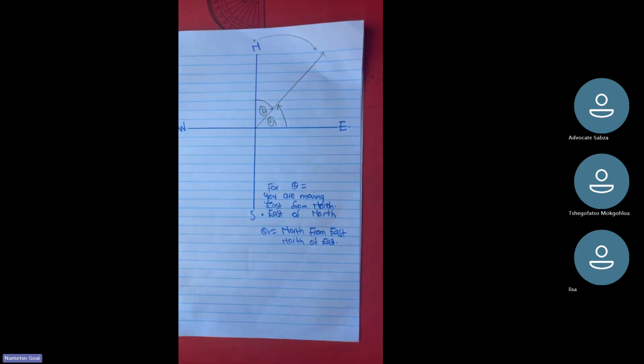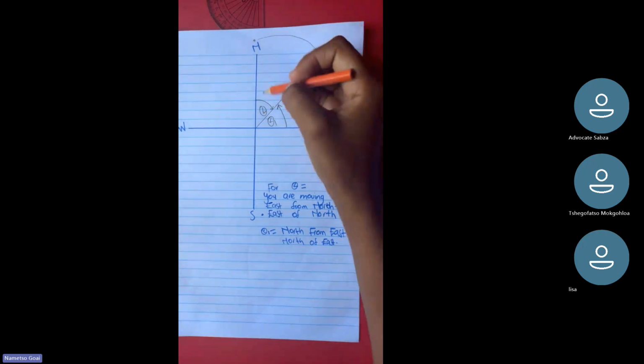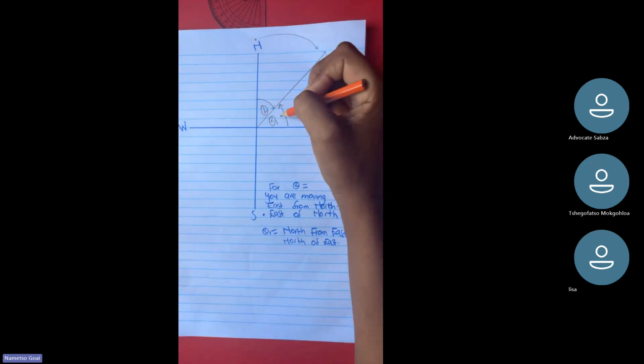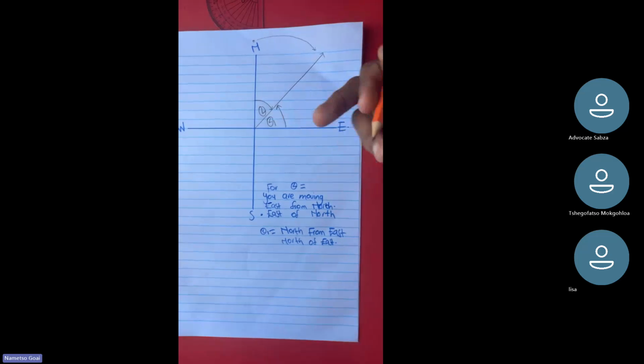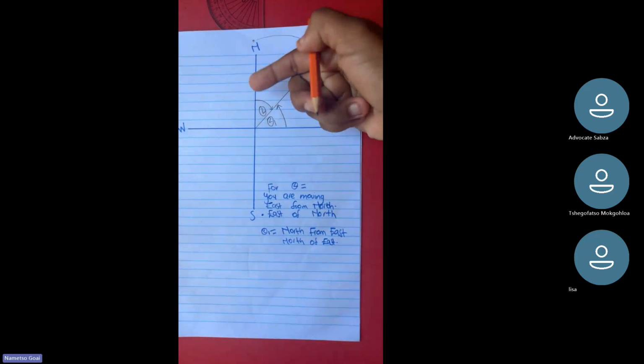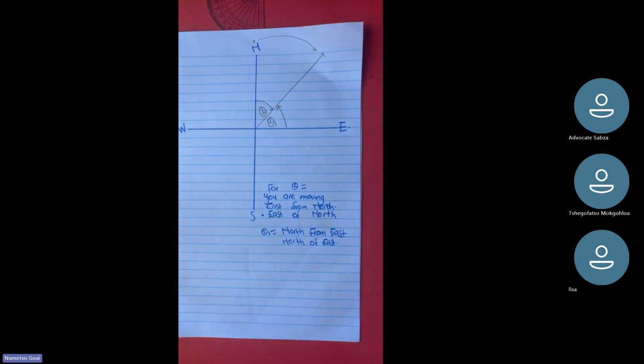Okay. And how you'll just be able to tell is whether the angle is on this side or on this side. Because if it's on this side, it's moving towards the north. But if it's on this side, it's moving towards the east.